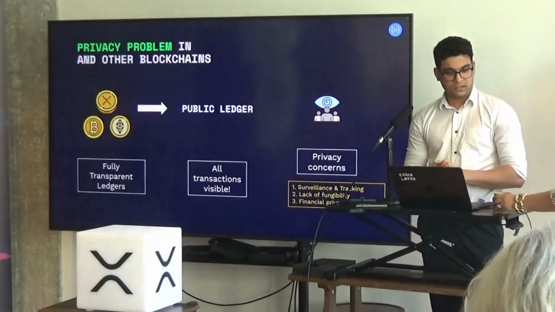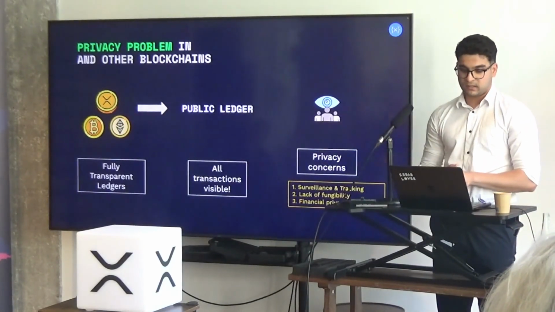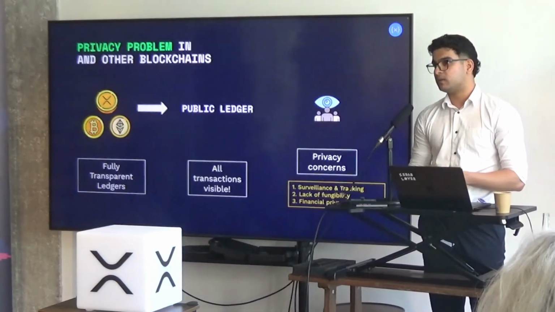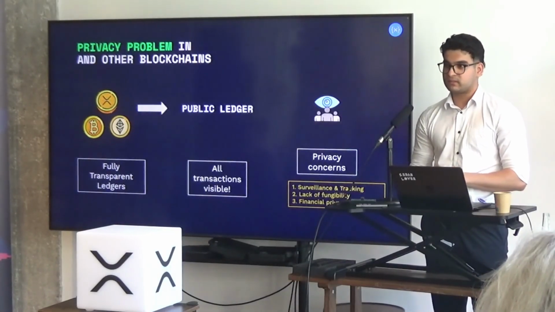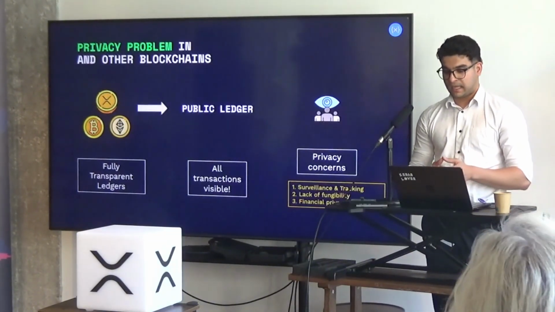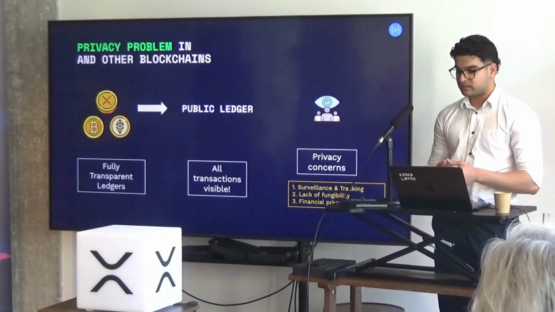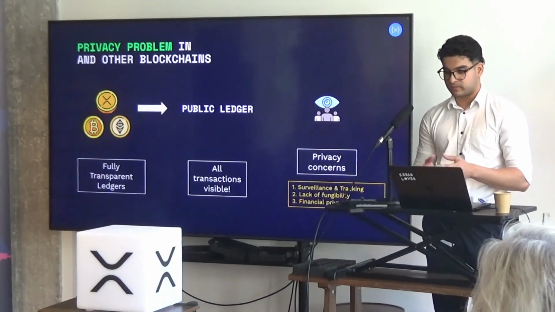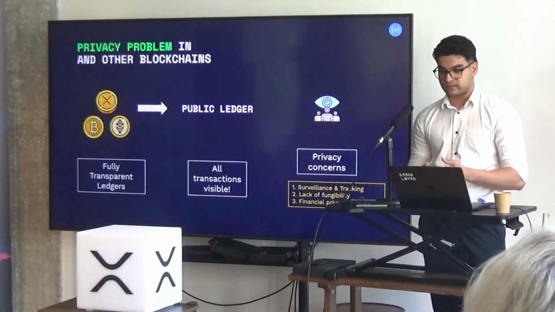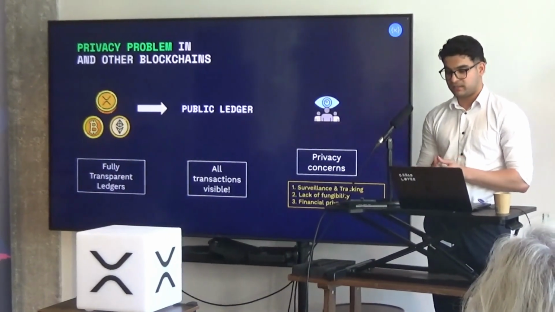So this brings me to the privacy problems in XRPL and other blockchains. Take some key players in the market: XRPL, Bitcoin, Ethereum, all are fully transparent ledgers. This means any transaction performed on the ledger is going to stay there forever. Anyone would be able to view who sent how much to whom. This raises some privacy concerns in terms of surveillance and tracking of funds, and may also lead to financial privacy erosion. So this is where zero-knowledge proofs come in handy.